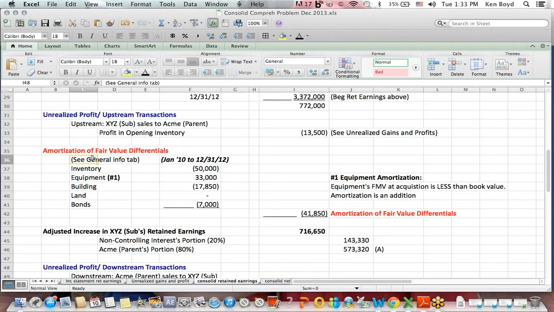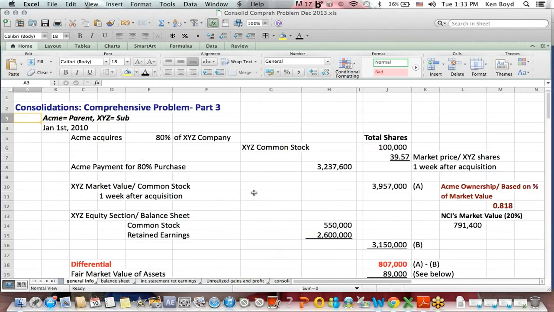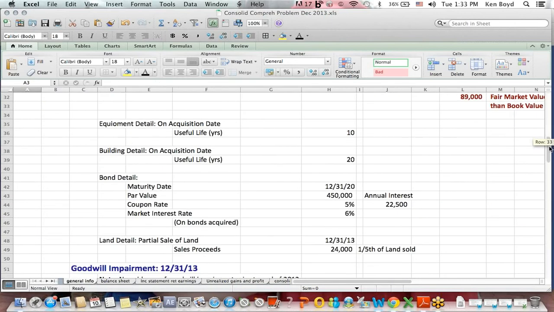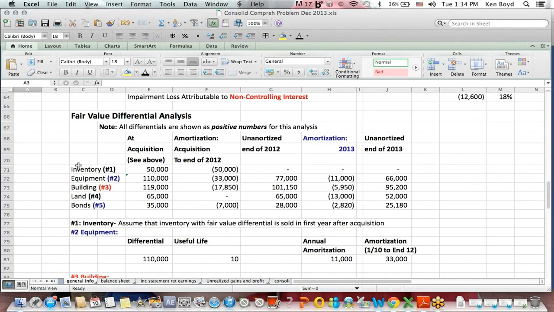The fair market value differentials are on the general info tab, which is over here. Here are my fair value adjustments for these assets. And you'll have to remember that while all these numbers are positive, some of them are actually negative. I believe, for example, that equipment actually had a fair value less than book value. So although these are all positive, when they get transferred into financials, some of them, the signs change.